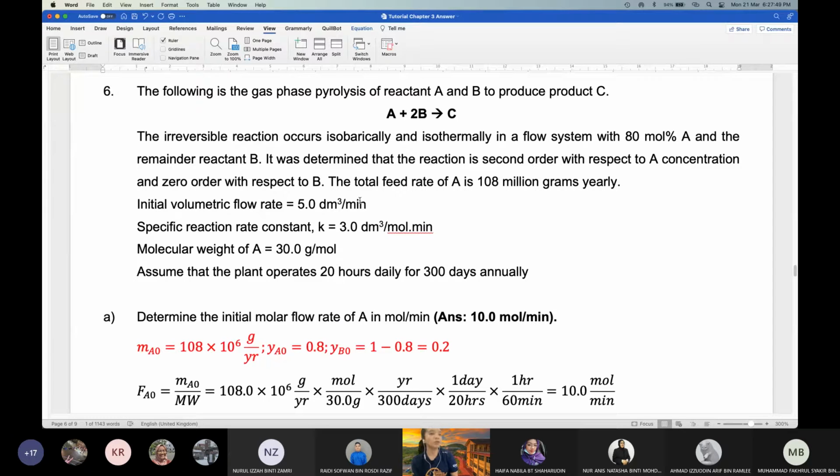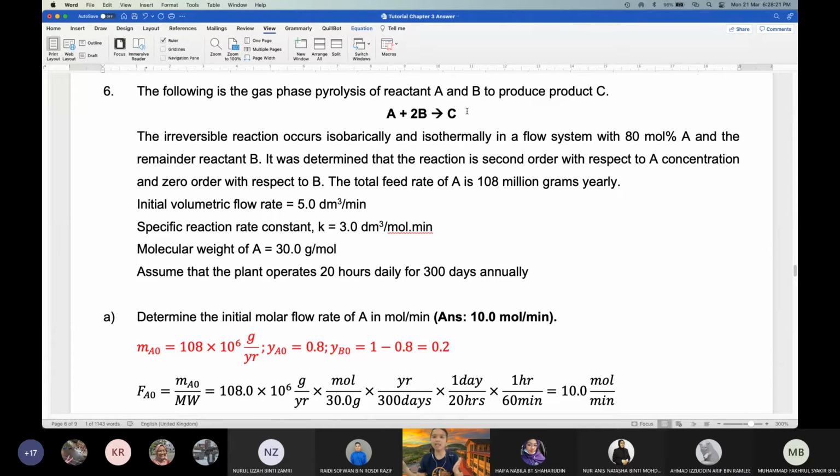Okay, now we do the following: the gas phase pyrolysis of reactant A and B to produce product C. Okay, so now it says, first of all, there are a few pieces of information you must understand. First, it says gas phase pyrolysis. So this reaction is already a gas phase reaction. Okay, so for gas phase you must be very careful, because you know for a gas phase flow reactor, the concept is slightly different. So we have to be very careful about that.